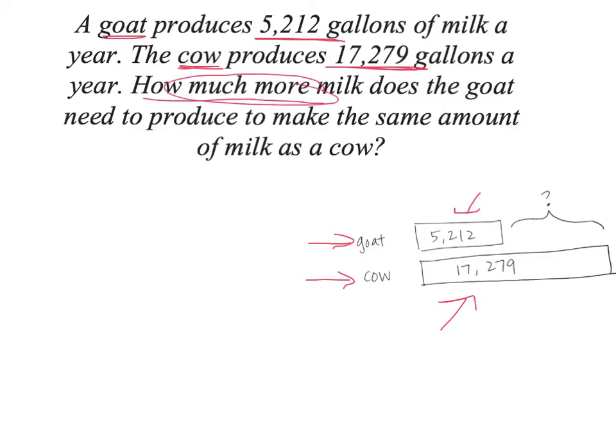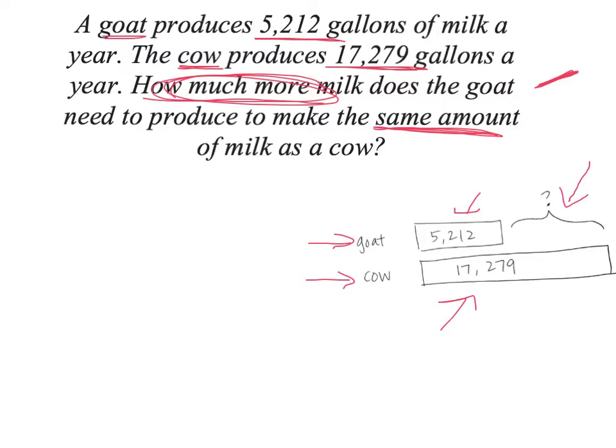How much more is our really keywords here. When you see how much more than, you know you're going to have to subtract. Those are keywords that tell you we're looking for the difference, okay? And we know at the end we want them to make the same amount. So in other words, we have to figure out how we can get the goat to be the same as the cow, which is what this right here stands for. That's our unknown number. So from here, we want to write an equation.